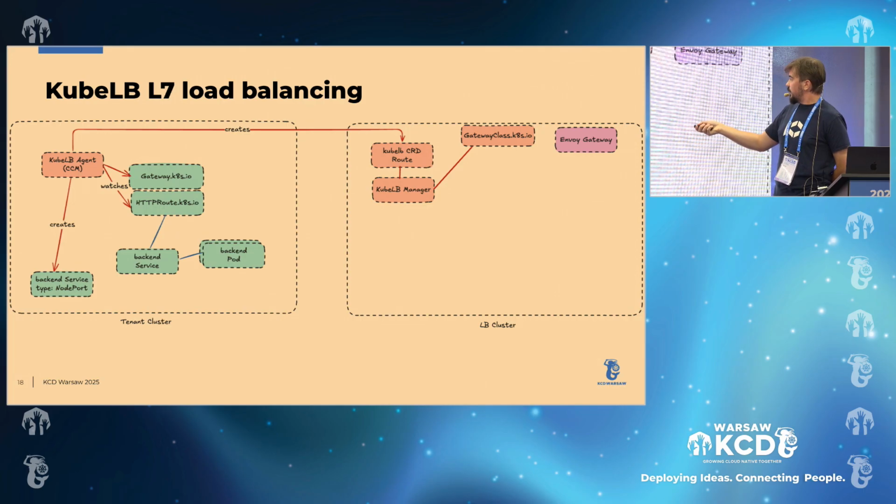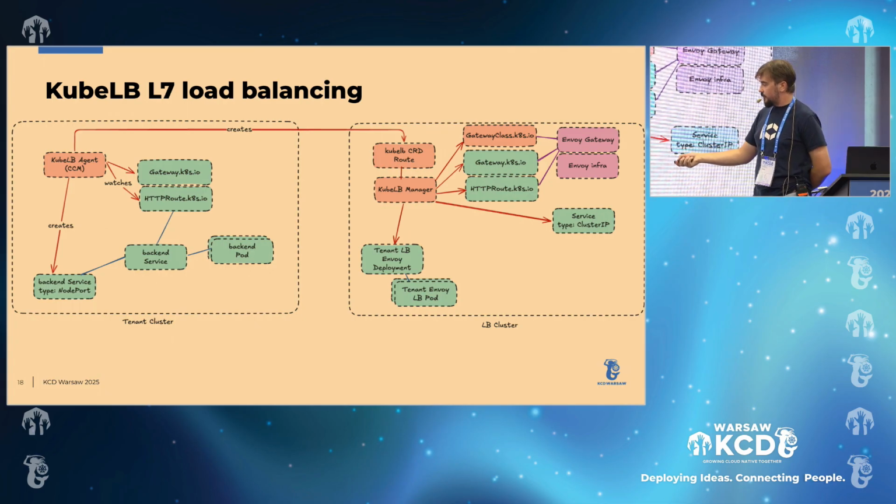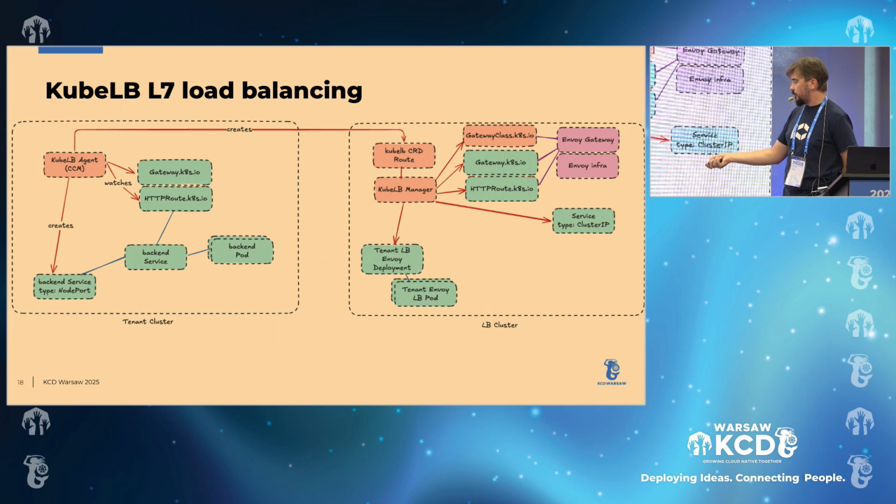The manager picks it up, and then it starts onboarding it on the LB cluster. So what the manager does, from the route, is create the gateway and HTTP route. And it also creates the tenant LB Envoy deployment, which controls the tenant Envoy data plane pods. What happens also in between is that when we have a Gateway API controller, like Envoy Gateway, it picks up the changes: we deploy the gateway, we deploy the HTTP route, and it's managed by this gateway class. So it picks it up and deploys the Envoy infra.